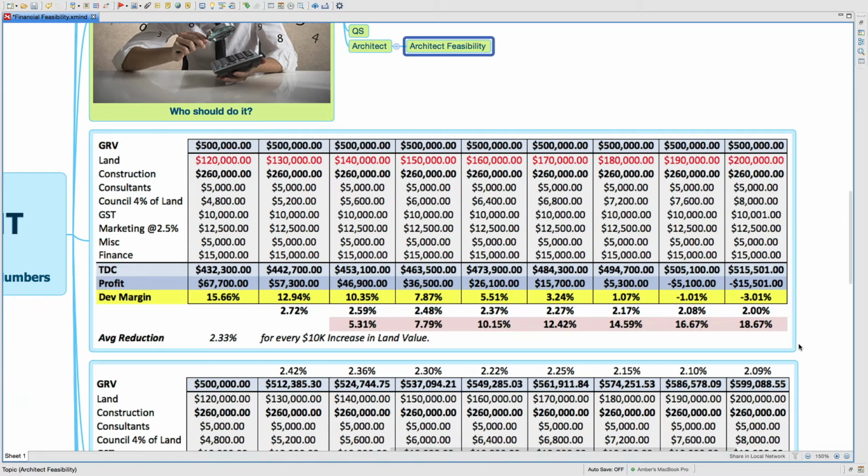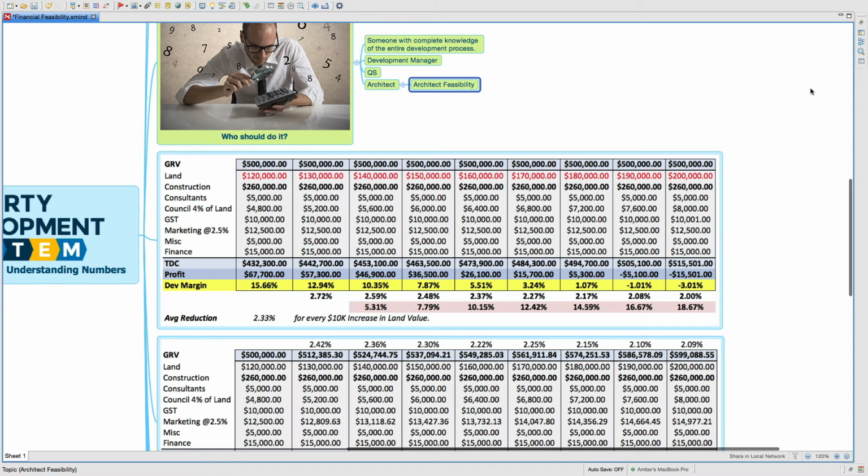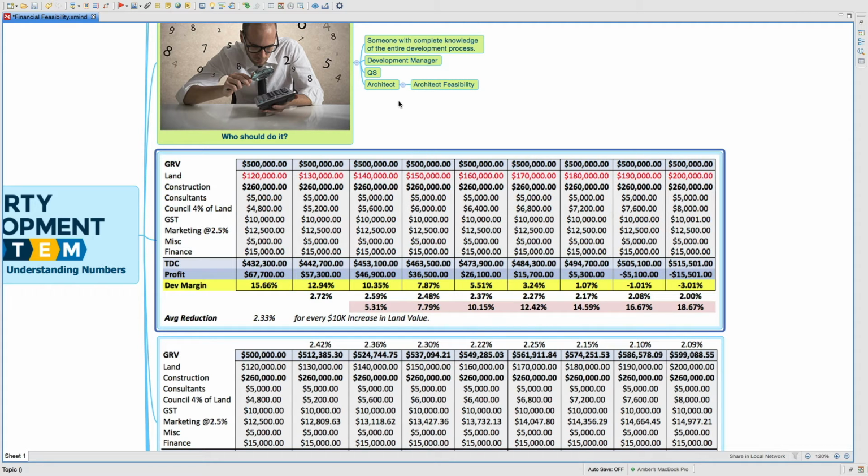So let's look at this table. What I'm trying to explain in this table is that if you look carefully at GRV, you'll see that it's 500,000, constant all throughout. Now don't look at the land value, look at construction. It's all constant all throughout, doesn't matter where you're building. Look at consultants, it's all constant all throughout.